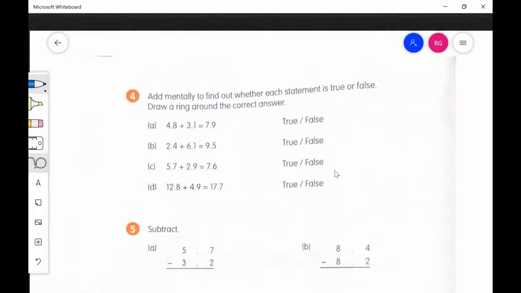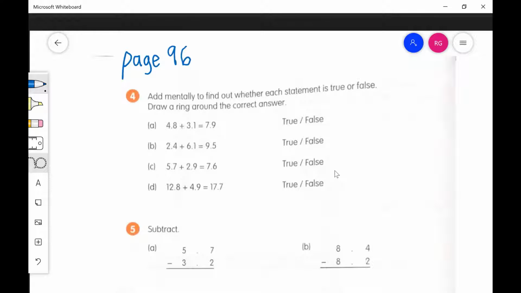On page 96. All right, the first one says to add mentally. That means to do them in our heads to find out whether each statement is true or false. Draw a ring around the correct answer.